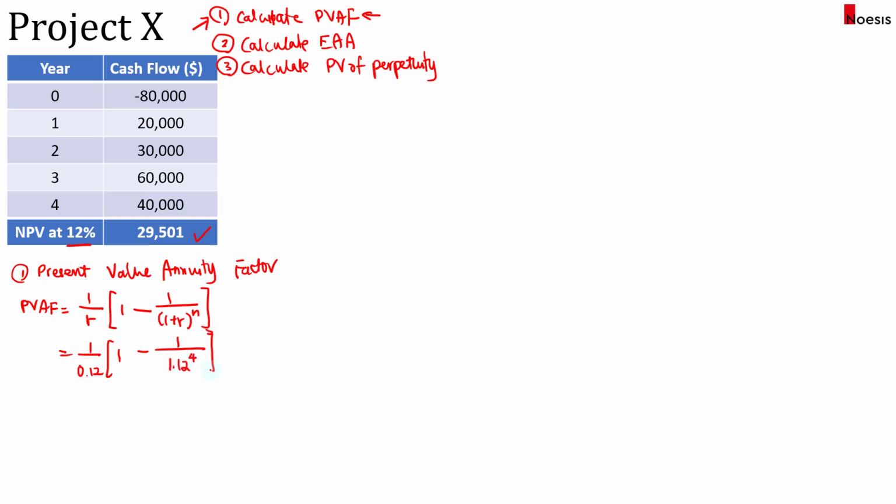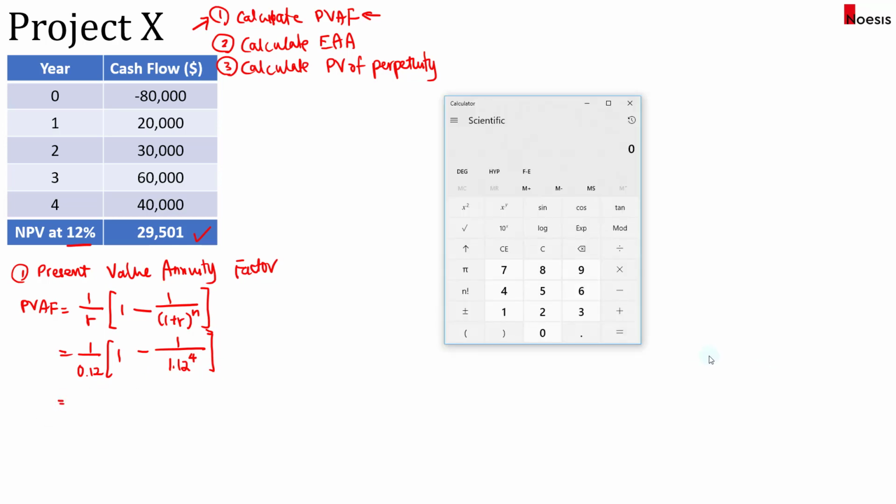Okay, the project's life is 4 years, and then we'll compute this on your calculator. So here we have 1 divided by 0.12 multiplied by 1 minus 1 divided by 1.12 to the power of 4, close bracket. So that equals 3.0735.